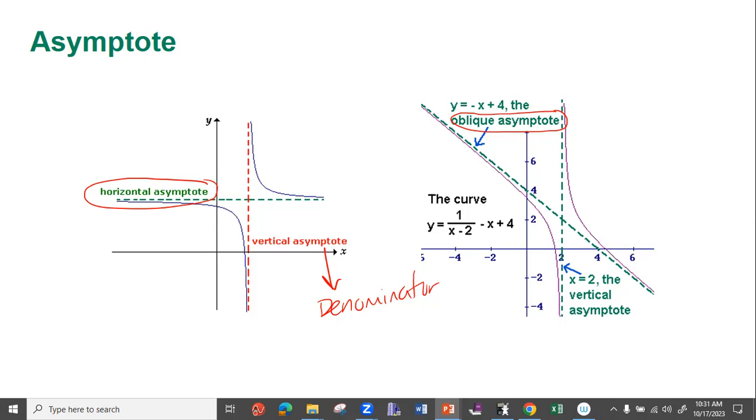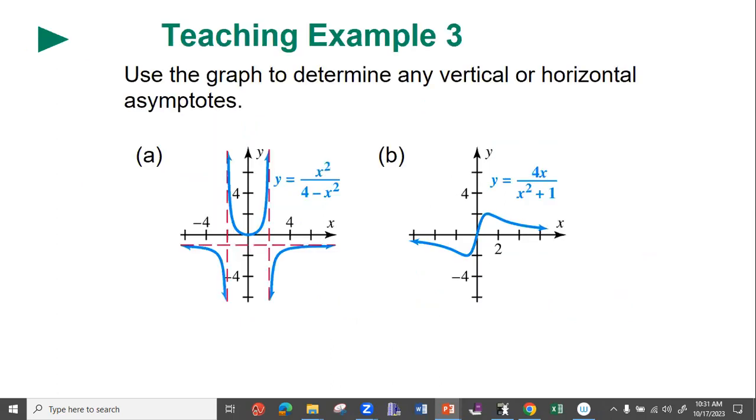Notice in both of these examples, they still have a vertical asymptote, okay? In both examples, they still have vertical asymptotes. Okay, so we're going to look here and we're going to talk about just being able to identify asymptotes from a graph. So looking at A, do you see my boundary lines? Okay, so where are my vertical asymptotes?